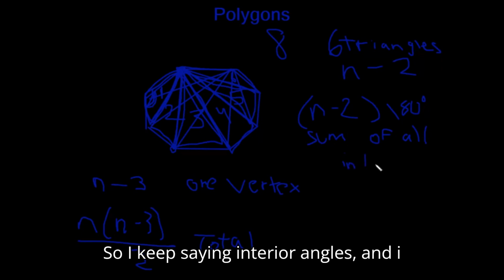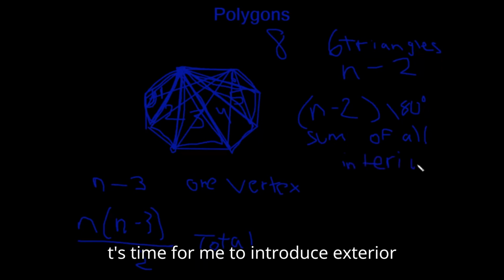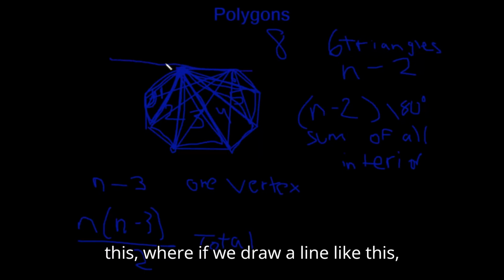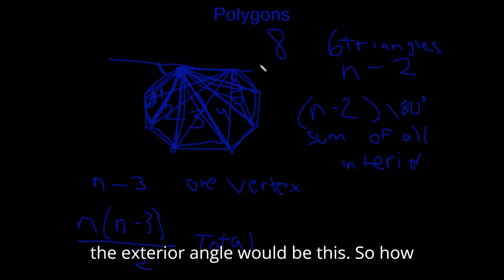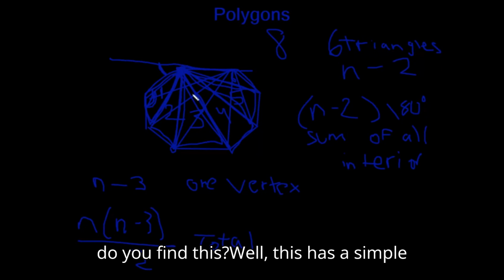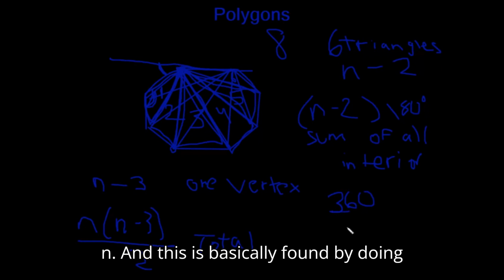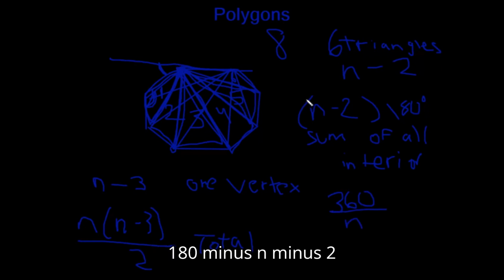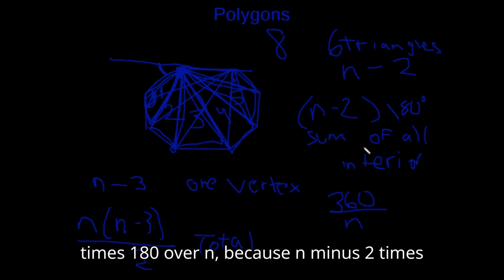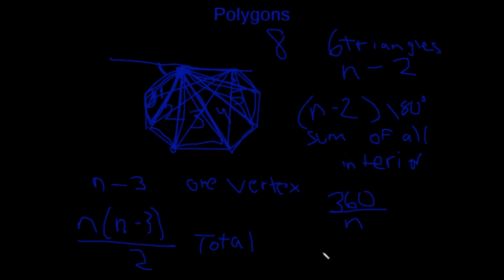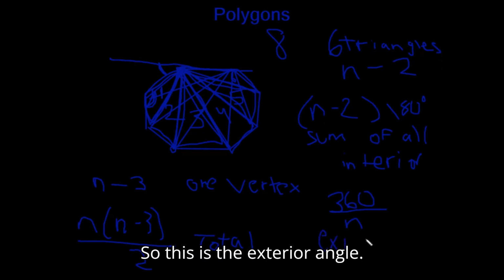I keep saying interior angles, and it's time for me to introduce exterior angles, which are another type of angle. If we draw a line like this, the exterior angle would be this. So how do we find this? Well, this has a simple formula where it's just 360 over n. And this is basically found by doing 180 minus (n minus 2) times 180 over n, because (n minus 2) times 180 over n would be each interior angle. So this is the exterior angle.